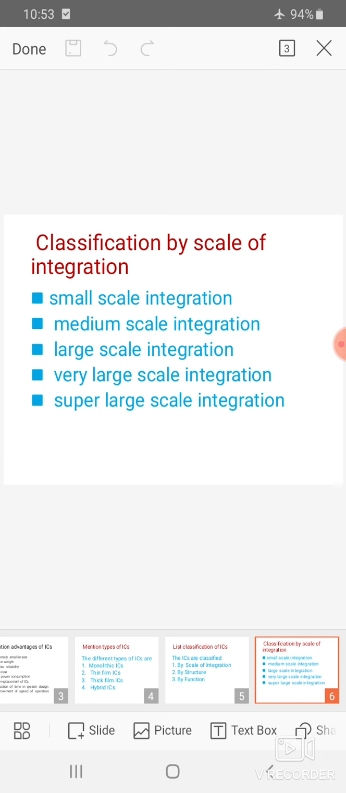Those ICs which are fixed with more than 10 and less than 100 discrete components, if they are etched in the same IC, are called medium scale integration ICs. Up to 1000 components fabricated on the same single chip is called large scale integration. In very large scale integration, up to 1 lakh components are fabricated on the same IC. If more than 1 lakh components are fabricated on the same IC, that IC comes under super large scale integration.